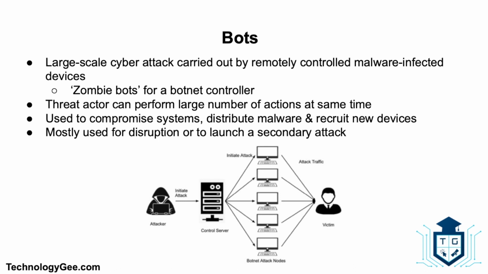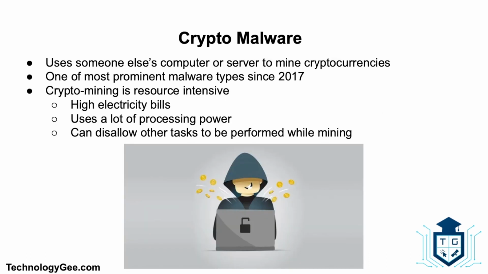A botnet attack may be mostly for disruption or a means of blazing a path to launch a secondary attack. Next is crypto-malware. So crypto-malware, this is a type of malware that allows threat actors to use someone else's computer or server to mine for cryptocurrencies. It has become one of the most prominent malware types since 2017. And crypto-malware's rise in popularity has to do with the fact that crypto mining is a resource-intensive process that jacks up a user's electricity bill for one and uses up his or her computer's processing power, disallowing other tasks to be performed at the same time.